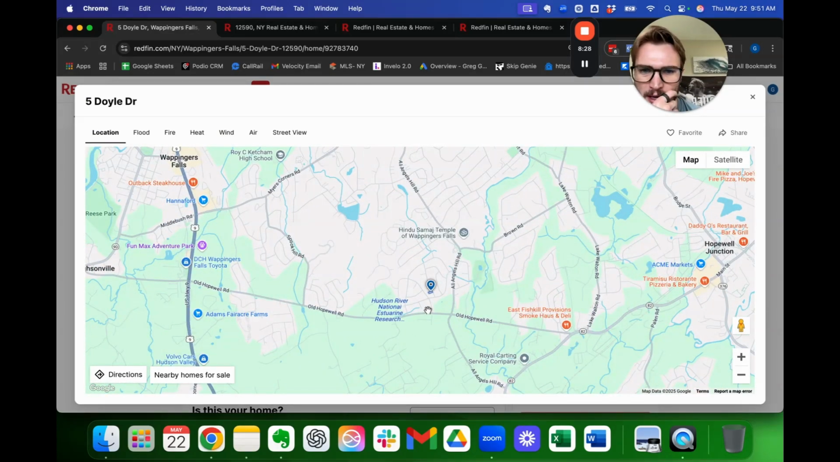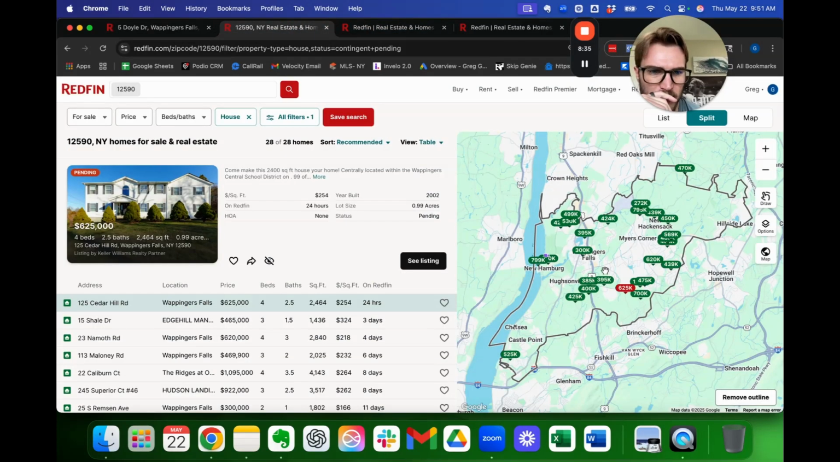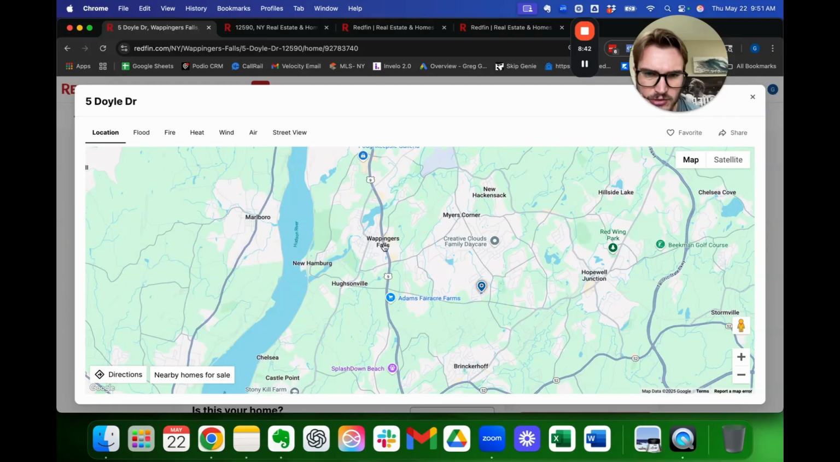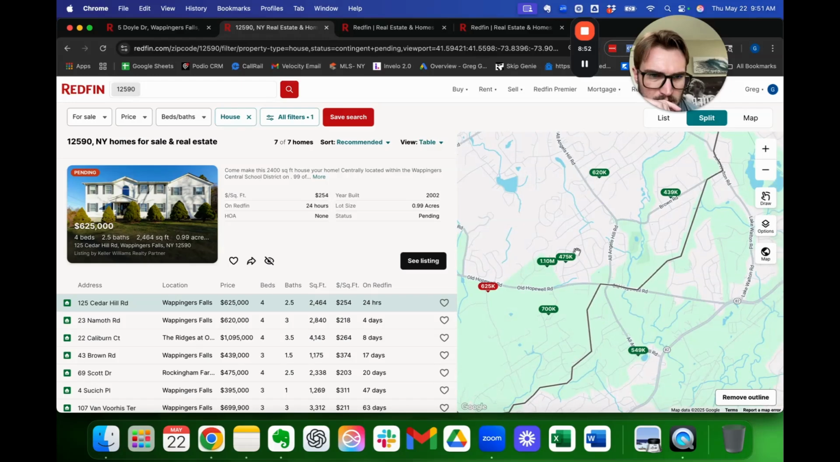So this property is basically at the top of Old Hopewell Road and All Angels Hill Road. So I'm going to go on the map now. I'm going to look for that road. So it looks like it's really southeast Wappingers Falls. So I'm going to go to downtown Wappingers Falls and southeast. So it's in this neighborhood over here.